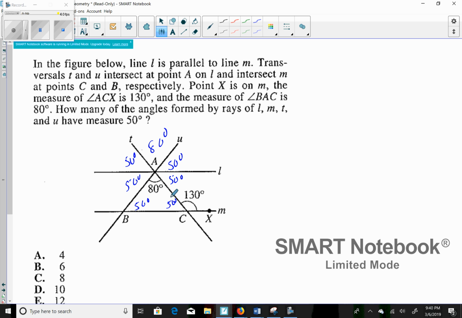And then I'm going to do the vertical angles with them. So now I'm going to count how many I have. 1, 2, 3, 4, 5, 6, 7, 8. So I'm going to have C, which is 8.